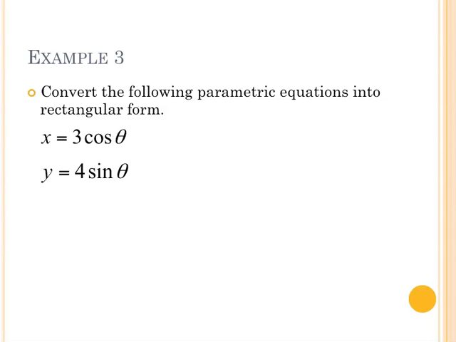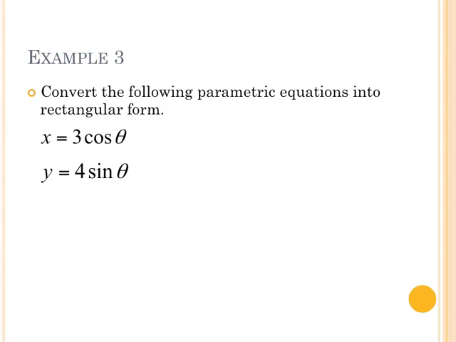So this is not something where you're going to really want to solve for your parameter. You'll end up with, for example, if you took the first one there, theta equals cosine inverse, and you don't want to have to end up plugging that into the second equation. You'll be taking sine of something, something cosine inverse. That's actually going to make it more complicated and not actually help you figure out what the graph will look like, which is the point of converting parametric equations into rectangular form.